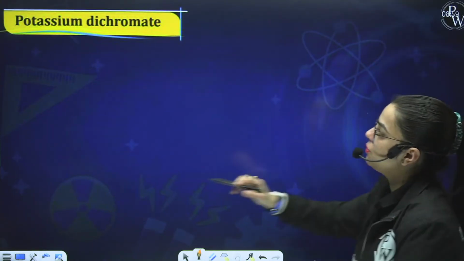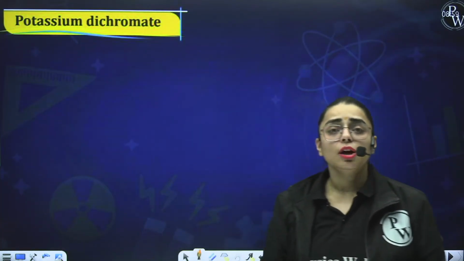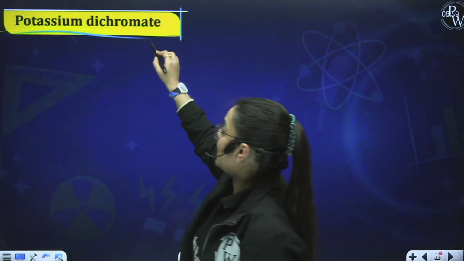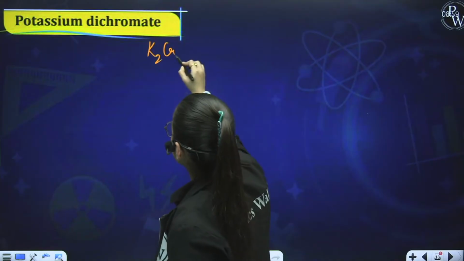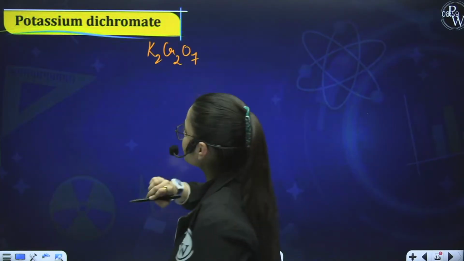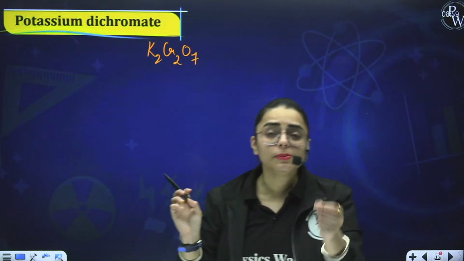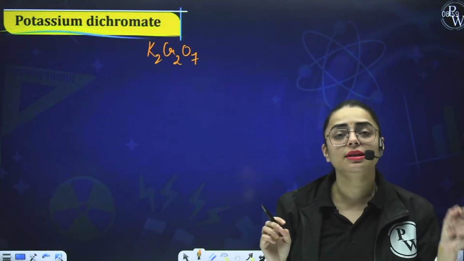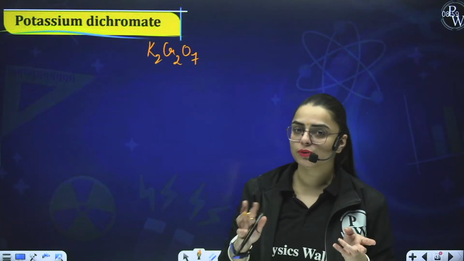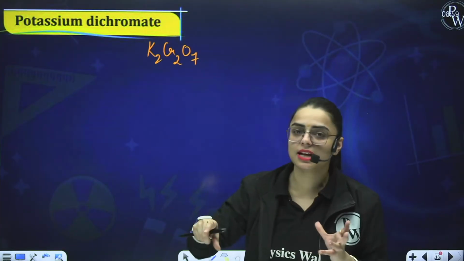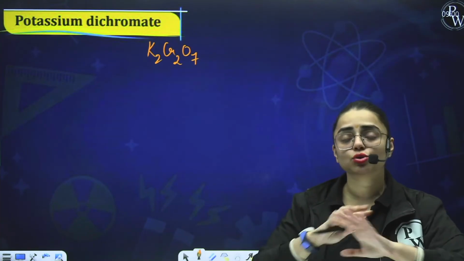Okay, now we shall start with potassium dichromate. What is potassium dichromate? It is K2Cr2O7. Now students, I want you all to open your NCERTs because I am going to write it over here. You will be writing along with me, but you can read NCERT along with it. It will be a double benefit. You are reading it, understanding it, and then reading from NCERT, so the topic will be very clear to you.